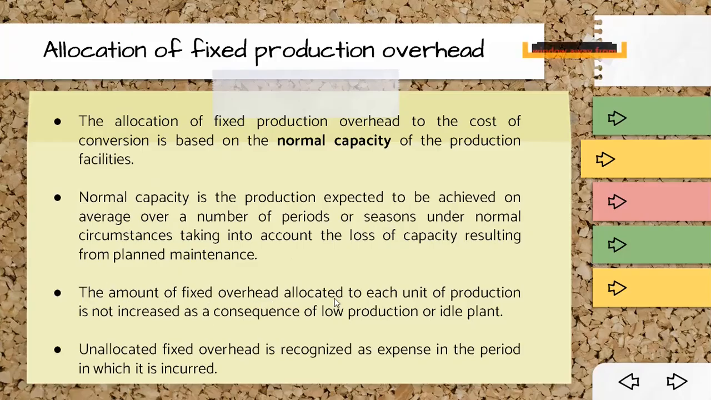The amount of fixed overhead allocated to each production of a unit of production is not increased as a consequence of low production or idle plant. The unallocated fixed overhead is recognized as expense in the period in which it is incurred. Kasi nga, di ba, nagbase ka sa normal capacity. So, it is possible that the production is low or higher than that. So, we did not consider the actual production here, but the normal capacity as you have determined. So, pag may unallocated na fixed overhead, then you have to recognize them as expense.